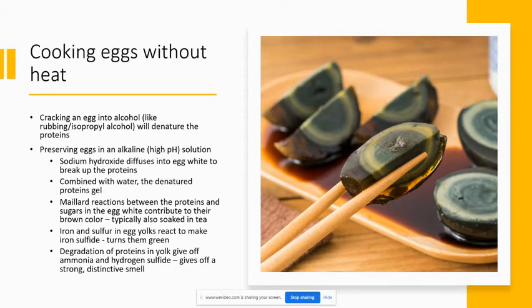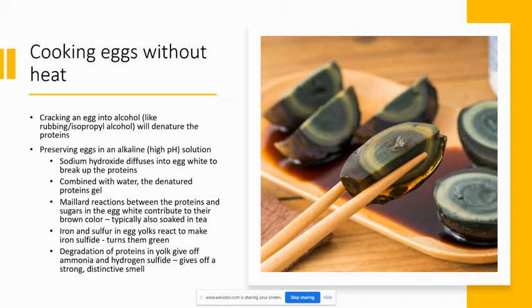Now you can actually cook, and I say cook with quotes, eggs without heat, really meaning you can make those proteins gel and coagulate without heat. So one way of doing this is cracking an egg into alcohol, a strong alcohol like rubbing or isopropyl alcohol. That will actually denature the proteins, and the egg whites will gel and turn white looking. Now, these are not edible. You don't want to drink rubbing alcohol.